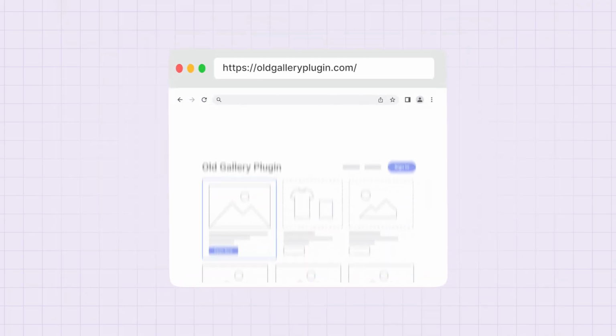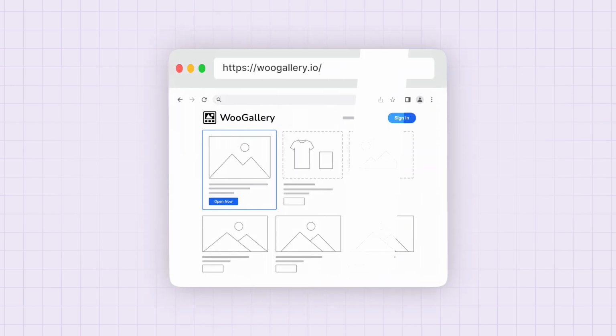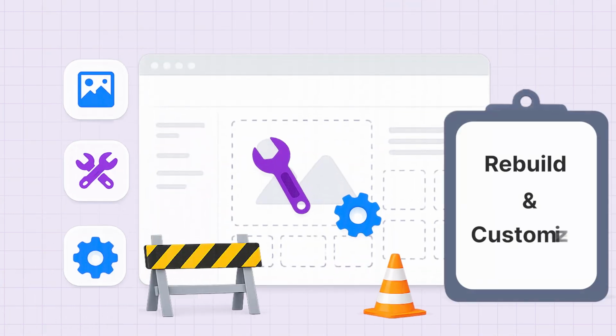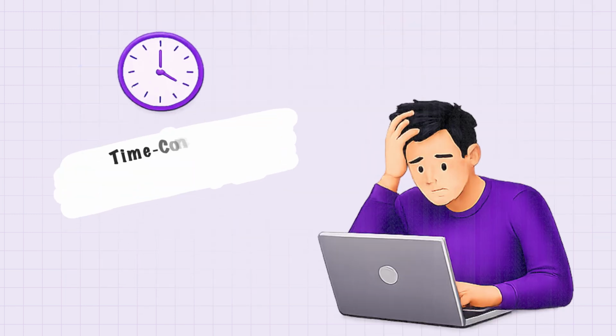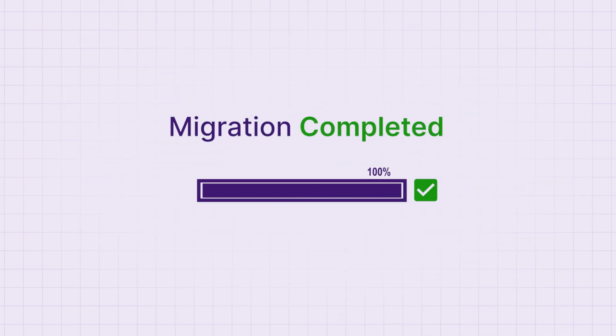Let's get started. Let's say you're currently using another WooCommerce Product Gallery plugin, and now you want to switch to the Woo Gallery plugin for better performance and more advanced features. If you try to do this manually, you would need to rebuild and customize everything from scratch, which can be time-consuming and frustrating. That's where the migration feature comes in.